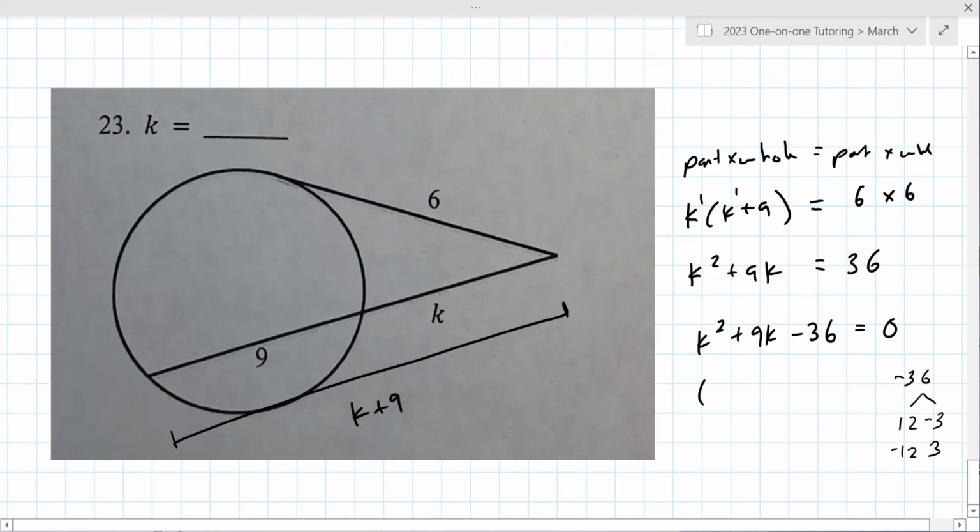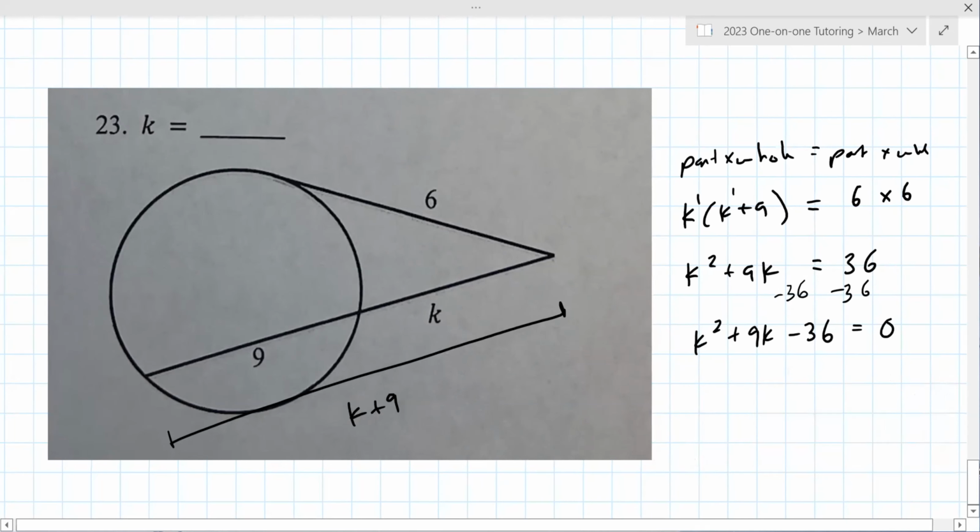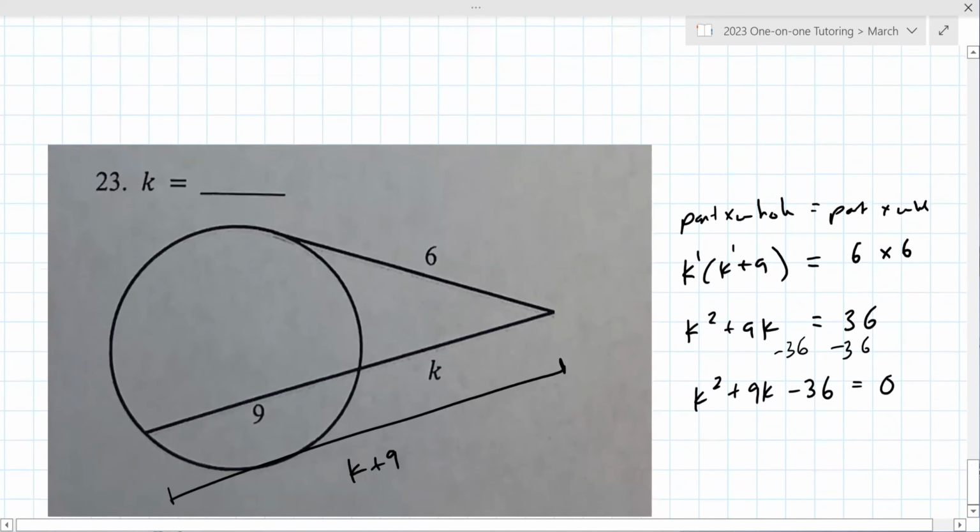Why did we equal it to 0? Because you're subtracting 36 from both sides. The only way to solve a quadratic is to get everything on one side, typically. 36 equals 0. Okay. Yeah, so this has been a while. To factor this, you have to find two numbers that multiply to minus 36, but add to positive 9. You would have seen that last year in Algebra 1.